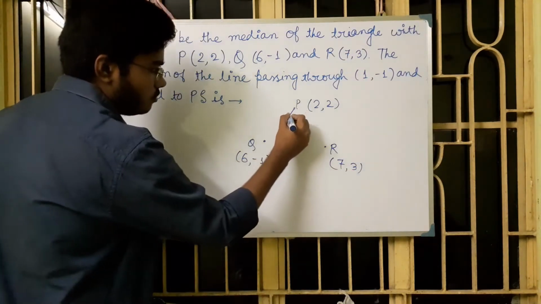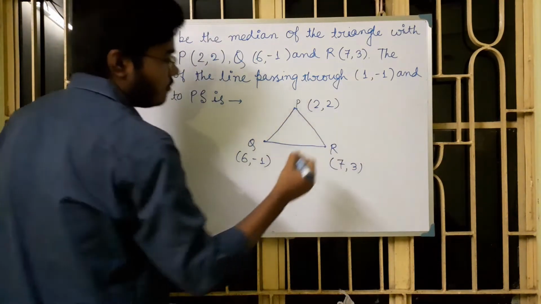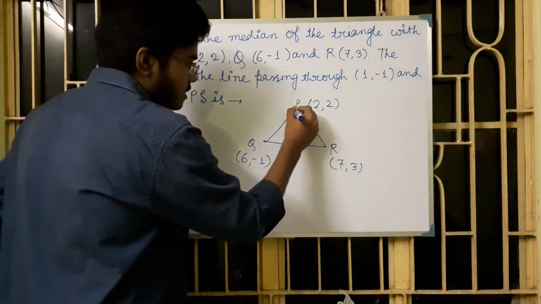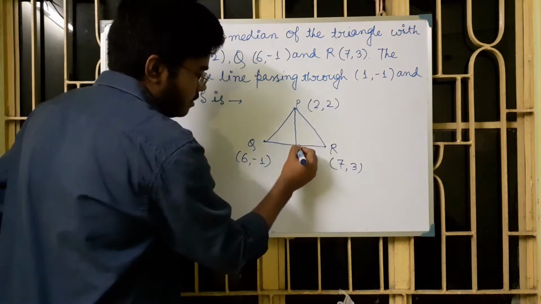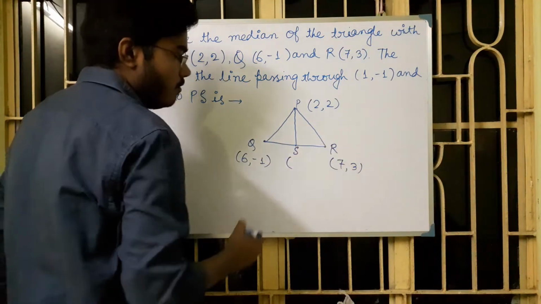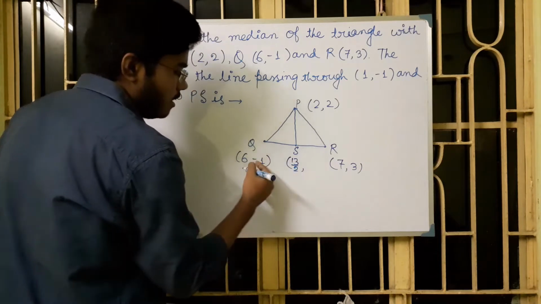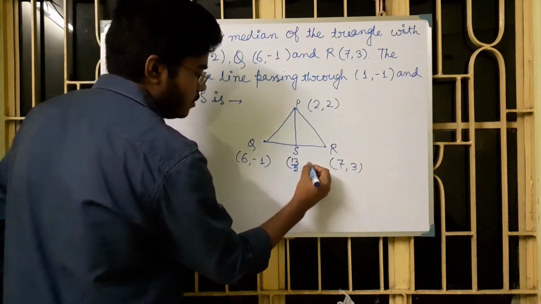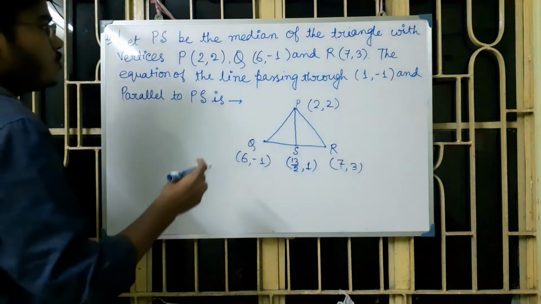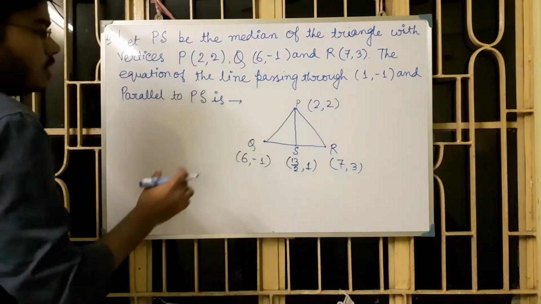We are joining the points, and it will give us a triangle, and PS is the median of the triangle. Suppose this is the median, so S will be the midpoint of QR. So (6 plus 7) by 2, that means 13 by 2, comma (-1 plus 3) by 2, that means 2 by 2, or 1. Okay, so the equation of the line passing through (1, -1) and parallel to PS.